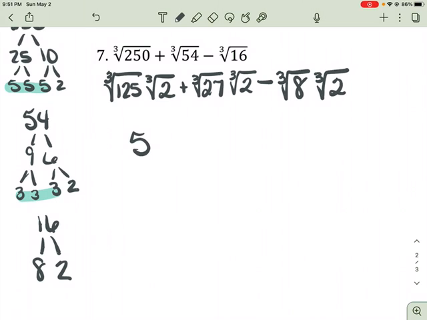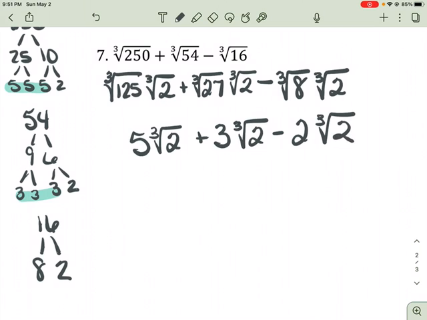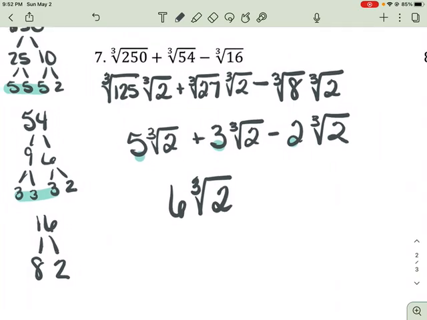Okay, so cube root of 125 is 5. Cube root of 27 is 3. Cube root of 8 is 2. Okay, this is awesome because look, we broke it down and now we can see that they're all cube roots and they've all got a 2 underneath. So we're going to be able to add and subtract the 5, the 3, and the 2. So 5 plus 3 is 8, minus 2 is 6. So our answer is 6 cube roots of 2.